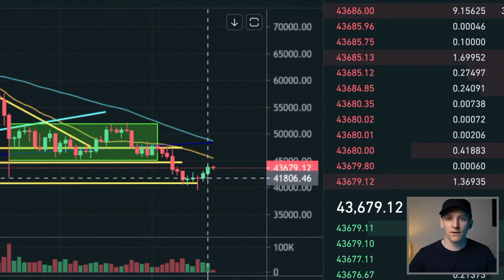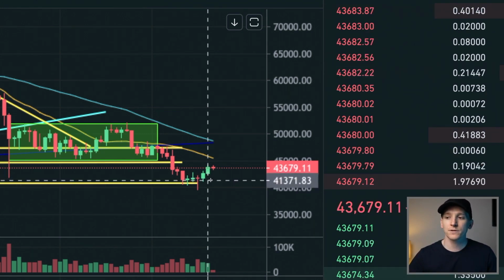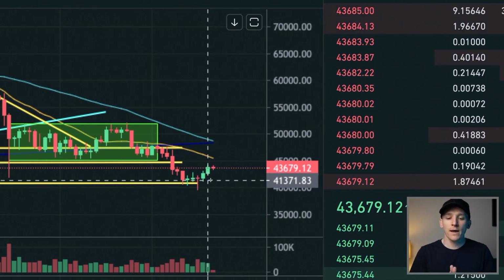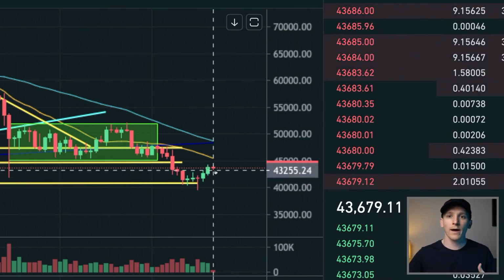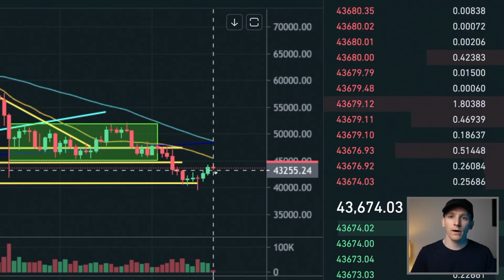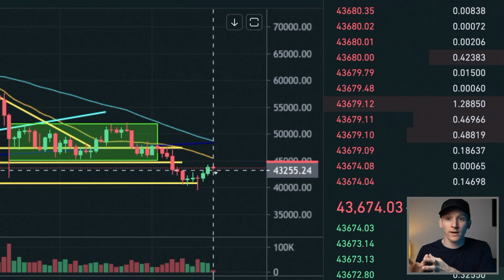If I was long at this level, what I would be doing is probably moving up my stop loss and reducing the potential loss that I would have, mainly because we're still in a very uncertain environment and we don't know how the interest rate hikes are going to affect the market, right? So this is obviously very specific for this trade.